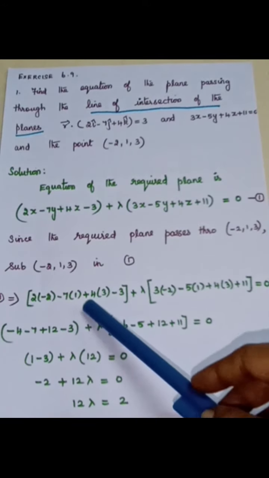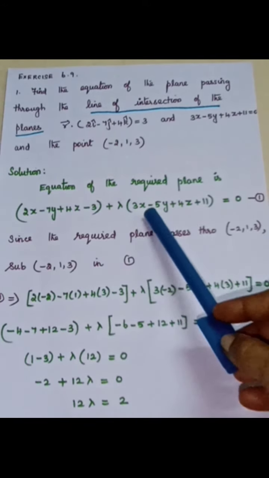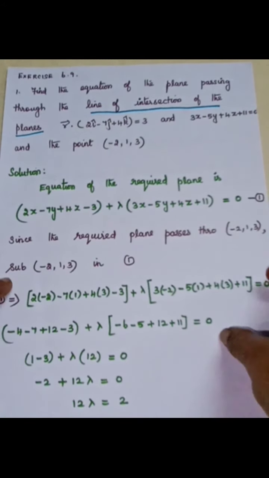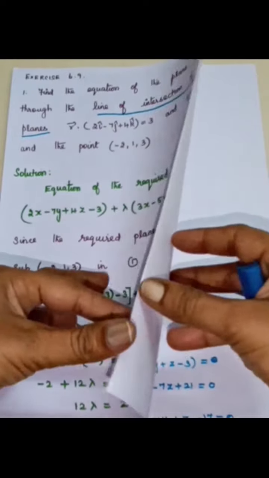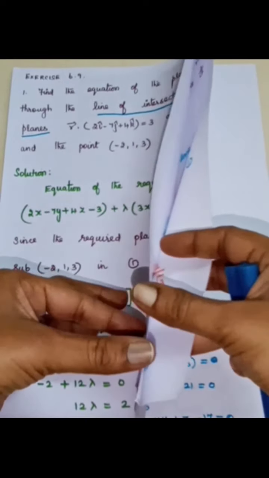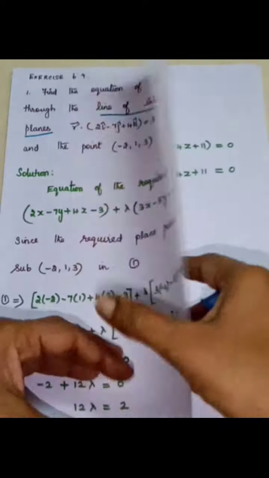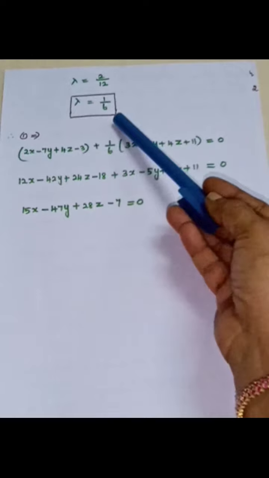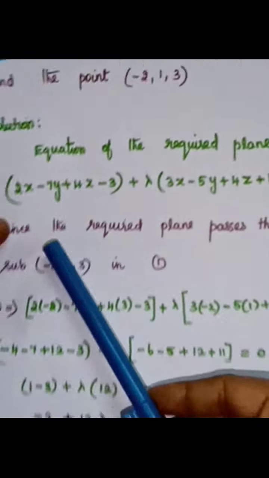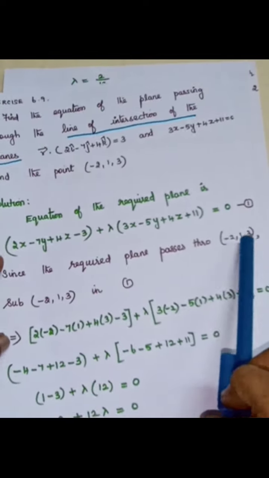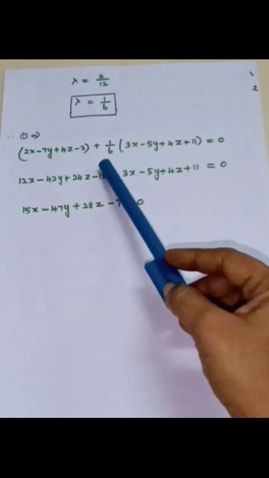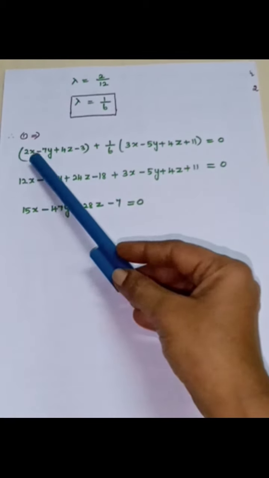So when you substitute in this first equation, you will get 12 lambda is equal to 2. Okay, so next, lambda is nothing but 2 by 12. So lambda is equal to 1 by 6. What is asked? The equation of the plane. Where is the equation of the plane? Here you have it. So therefore in the place of lambda you have to substitute 1 by 6, and you have to take the LCM.